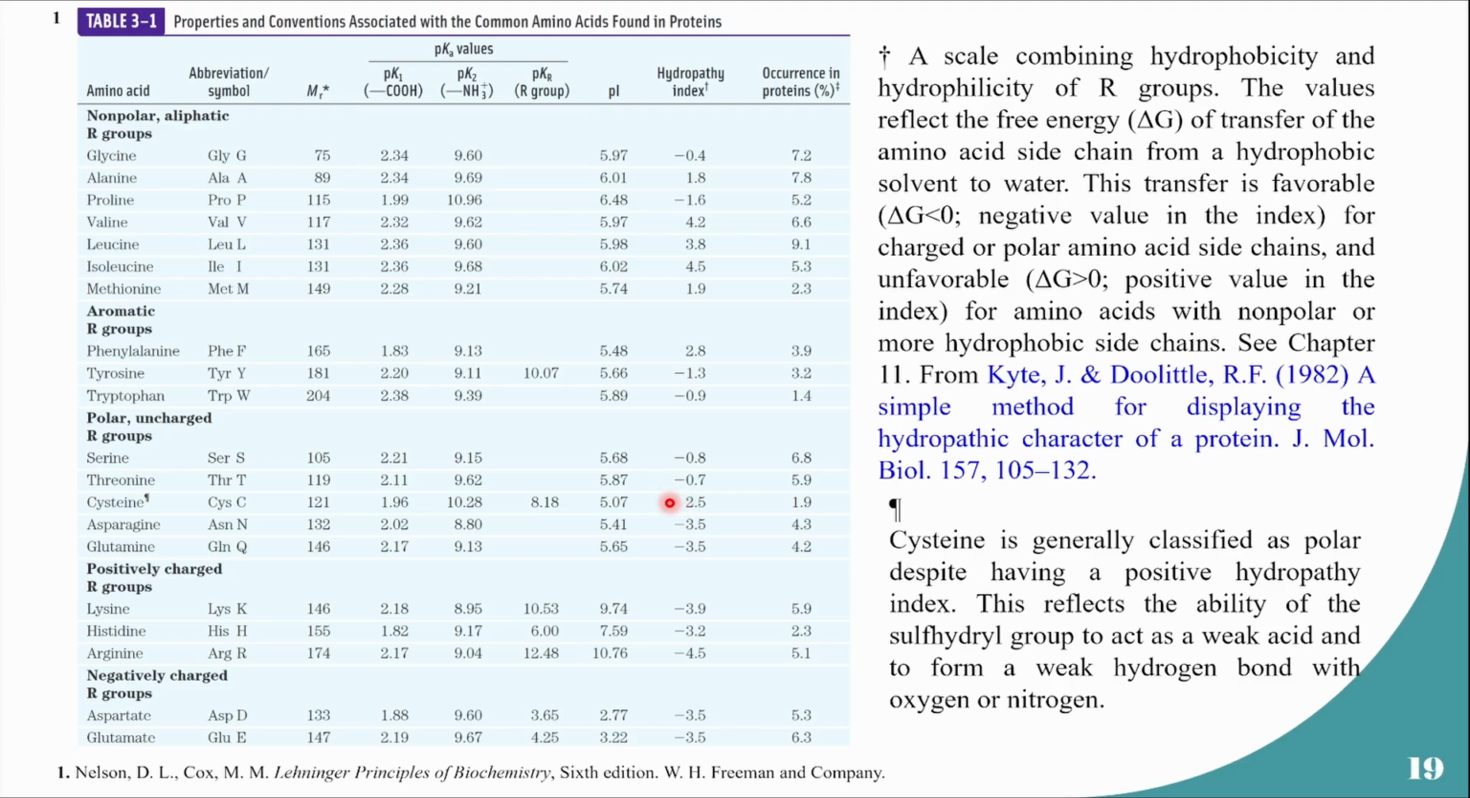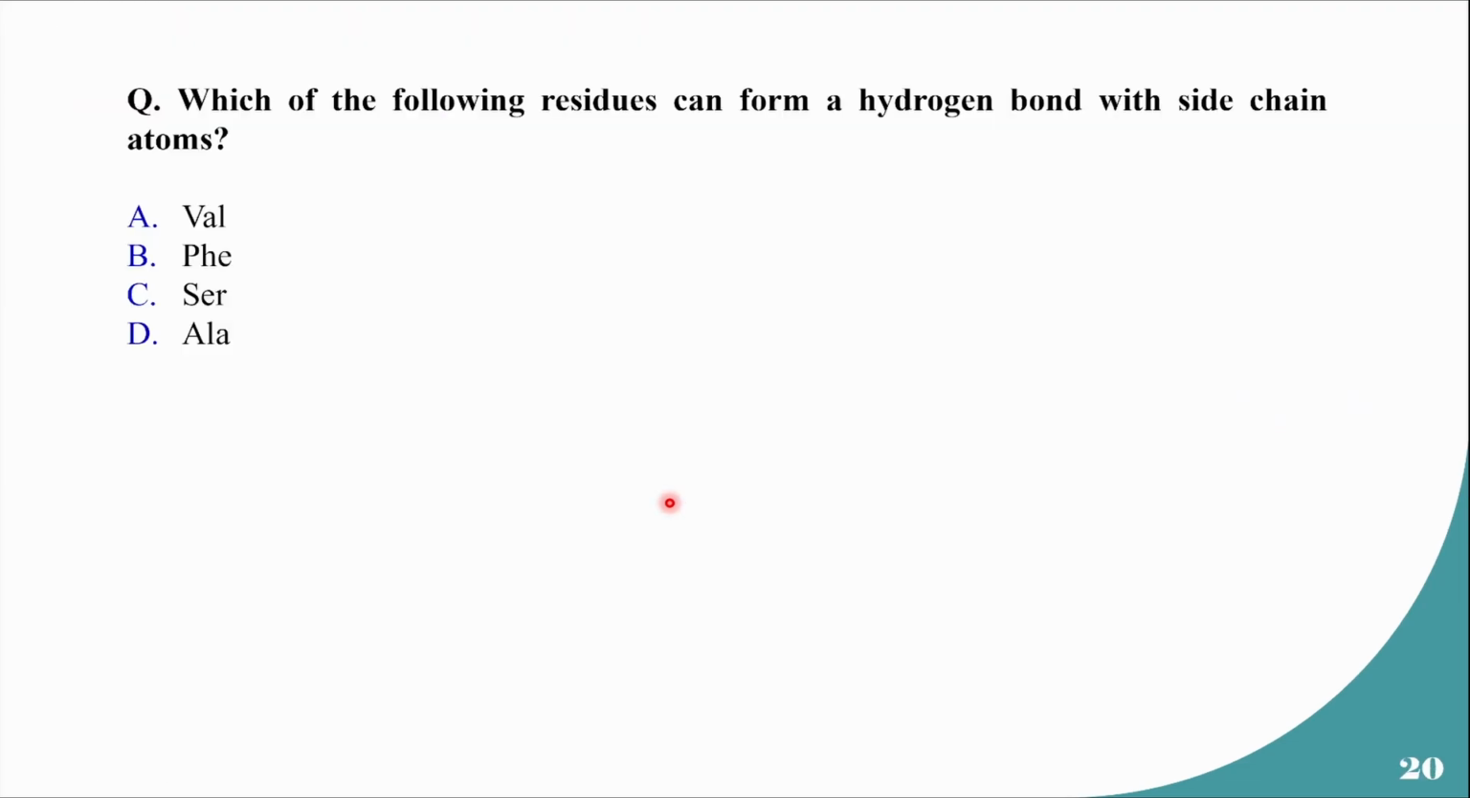Okay. So, which of the following residues can form a hydrogen bond with the side chain atoms? Try to answer in the chat.